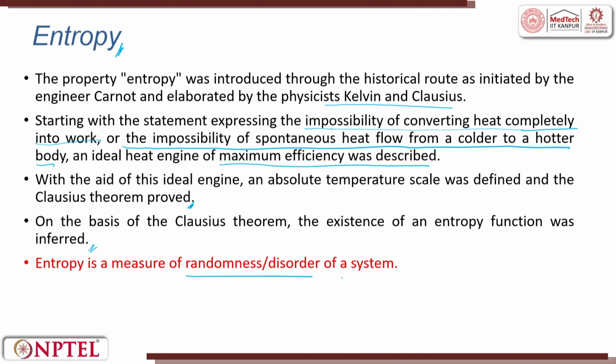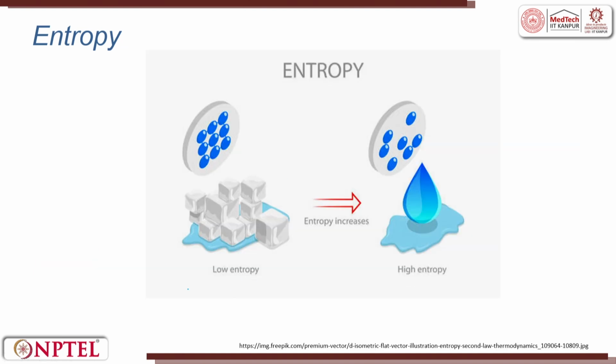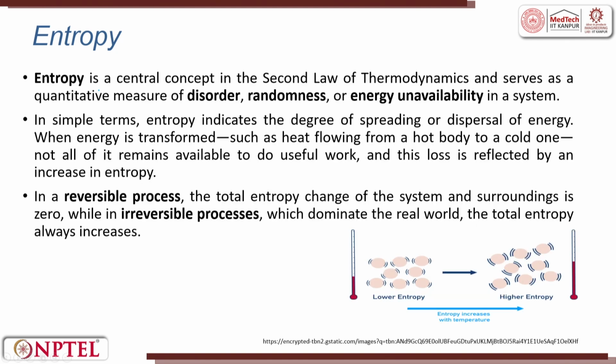The entropy is a measure of randomness or disorder of a system. So, this is how a low entropy material will be, and this is how a high entropy material will be. The entropy increases as and when you apply energy to it. Entropy is a central concept in the second law of thermodynamics and serves as a quantitative measure of disorder, randomness, and energy unavailability in a system. In simple terms, entropy indicates the degree of spreading or dispersal of energy.